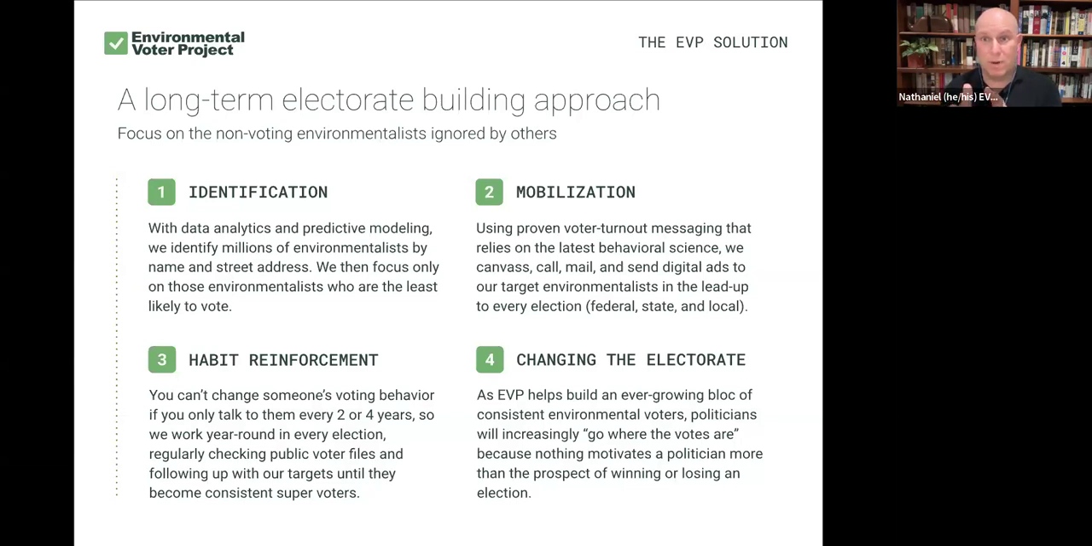Step 2, once we find these people who don't need their minds changed because they already list climate as their #1 priority, they just need their behavior changed, we can just concentrate on mobilizing them to vote. We don't need to do any issue education. We don't need to try to persuade them to care about something that they don't already care about. So we work with thousands of volunteers to canvass, call, and send postcards to these voters. We do digital ads and direct mail, all with cutting-edge behavioral science that is focused on just one thing and one thing only, and that is getting people to vote.